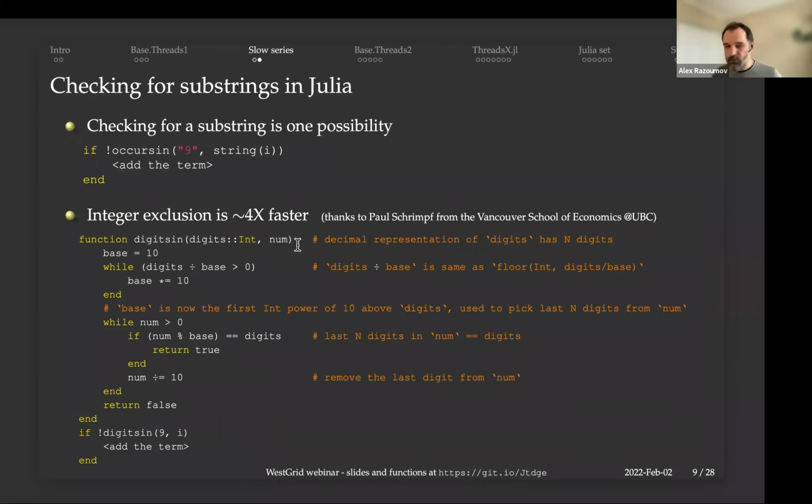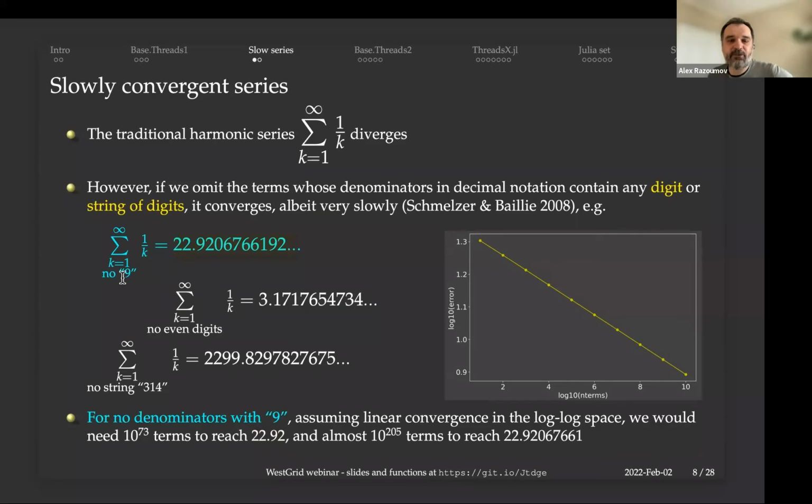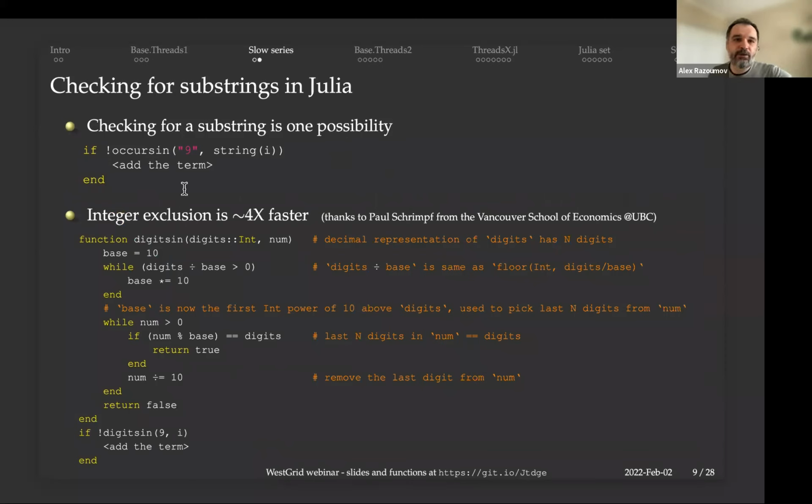So in order to exclude digits from the denominator, you have to be able to check that you don't have, in this case, a digit 9 in our number, right, in our term. And one way to do this would be to check for substrings in a string. So it's actually really easy to do in Julia.